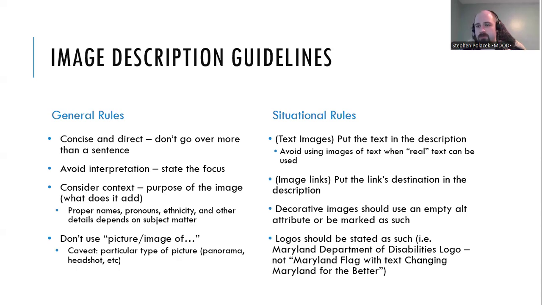Now, some situational rules. This is when you have particular types of images. So in the case of the example on the previous slide from the Wikipedia article, a text image, where you have text in the image that is relevant and needs to be communicated to the user. That needs to be put in the description. So in most cases, if you're doing like a flyer or something, you want to put those details in the alternative text, or if it's too much, direct them to where they can get it.